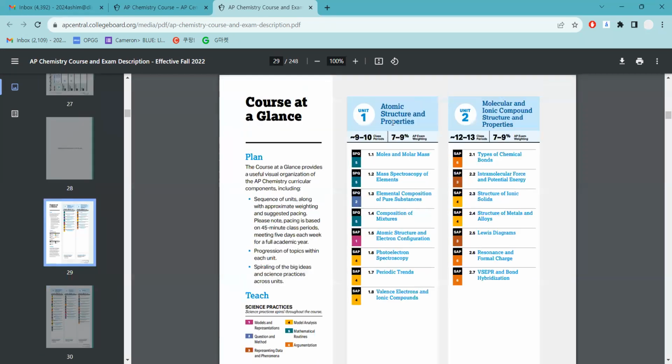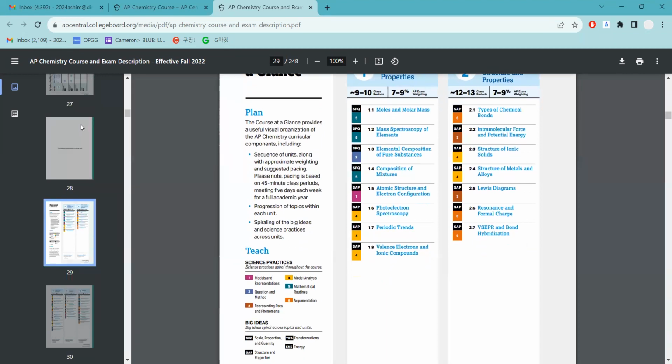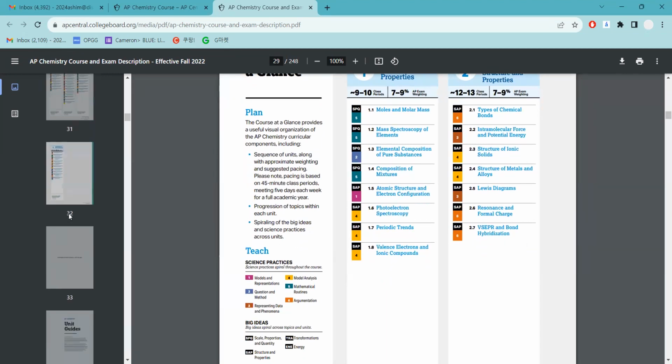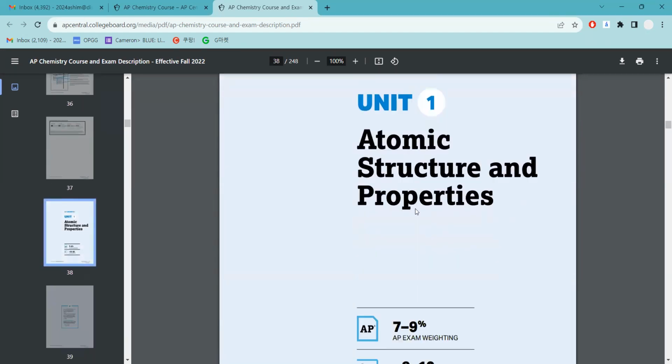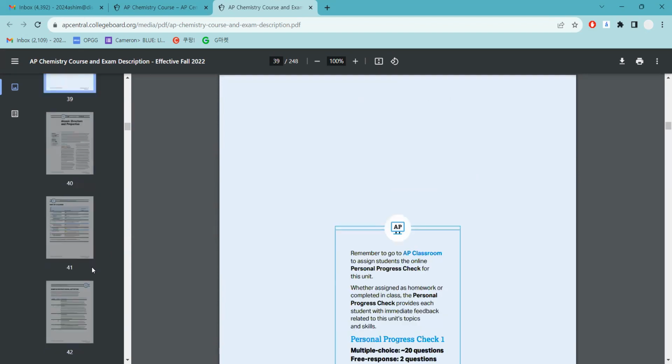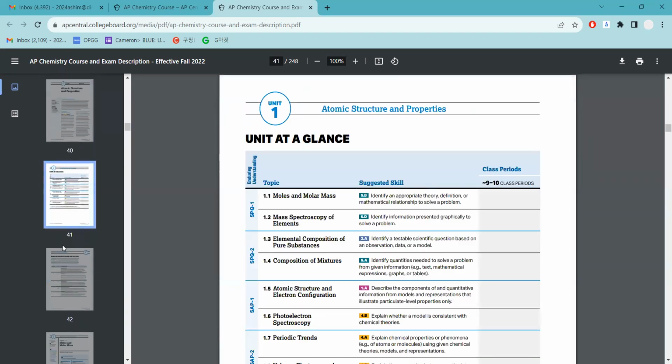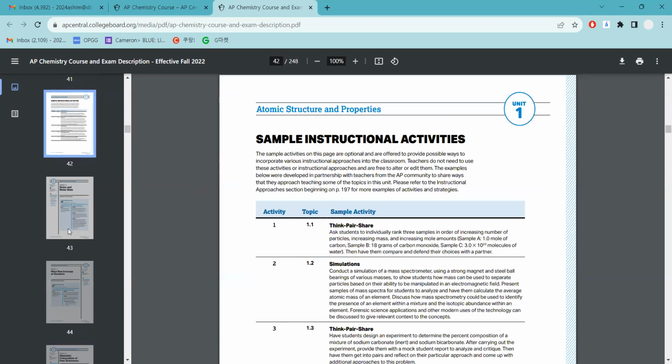So today I just wanted to go a bit more specific, where as you see, there's unit 1 and there's 1.1, 2, 3, 4, 5. I just wanted to go over this and give a brief description. Okay, so first is unit 1, which is about atomic structure and properties. And these are the subunits.